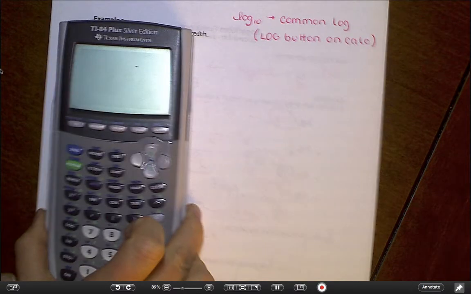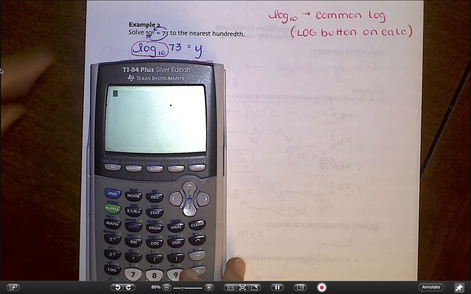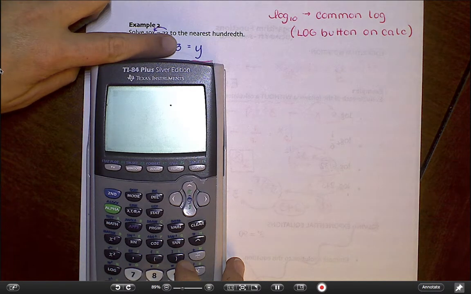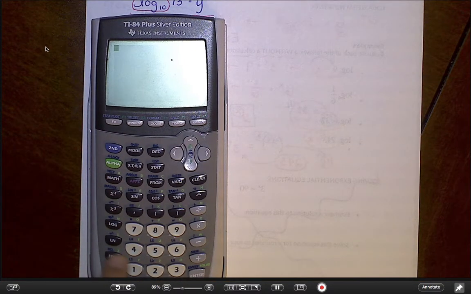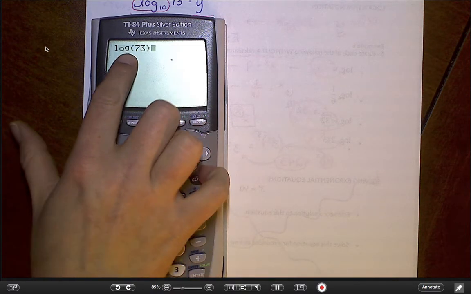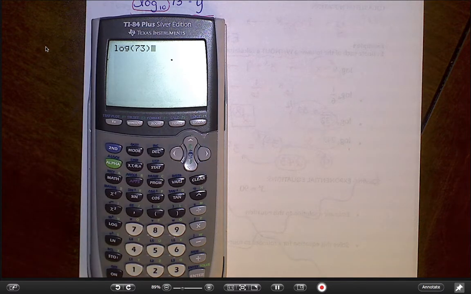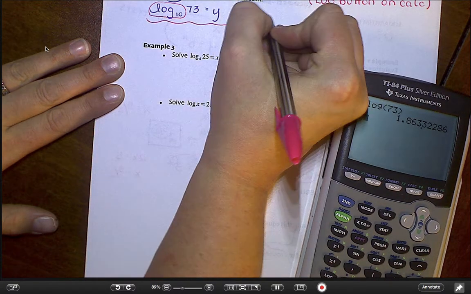Let's see, glare on my calculator there. Sorry, probably making you dizzy. So I'm trying to do common log of 73. On my calculator, I'm using the log button, which is way down here. Let's see if I can move this up for you a little bit. Okay, the log button, log 73. And notice on your calculator it doesn't show a base. That's because a common log is automatically base 10. So log 73, there we go. It wants the nearest hundredth, so I would say y equals 1.86.